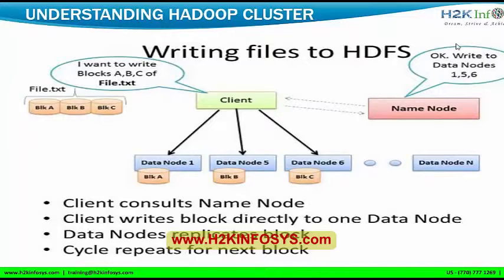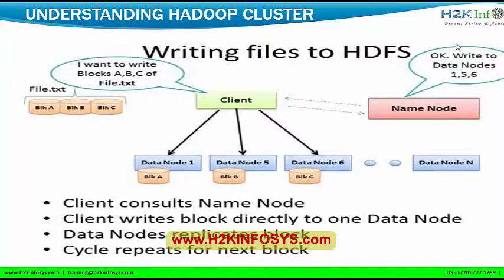So then the client will actually write the data into the data nodes. He will write the first block, block A, into data node 1, and he will check whether it's being written properly or not. Again he will write this block A to different data nodes, because the name node has told him to write those blocks 3 times, since he has given the replication factor as 3.